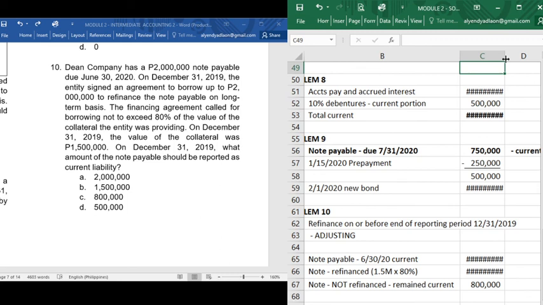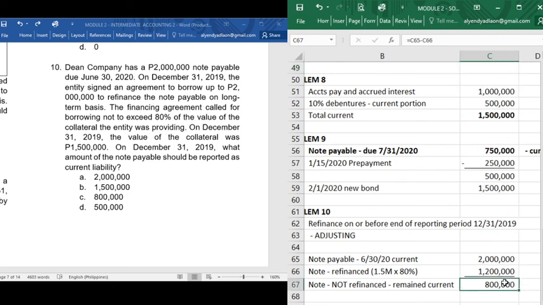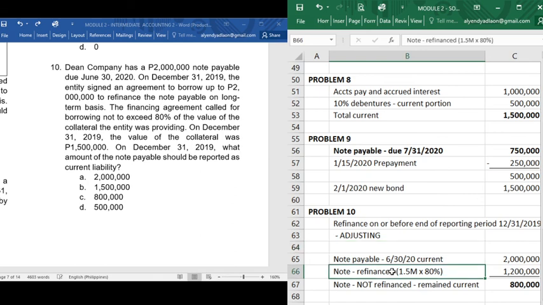Okay, so again, the 800,000 remained current. So for this problem, what amount of the note payable should be reported as current liability? It is 800,000, and that is letter C. Okay, so that is for our accounting for liabilities in general. For the next topic, we will then proceed to premium and warranty liability.